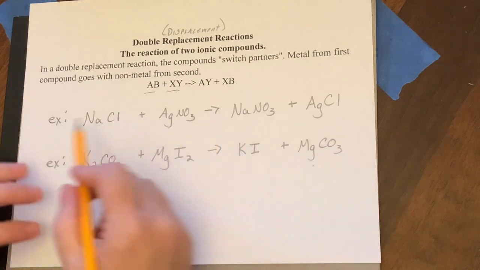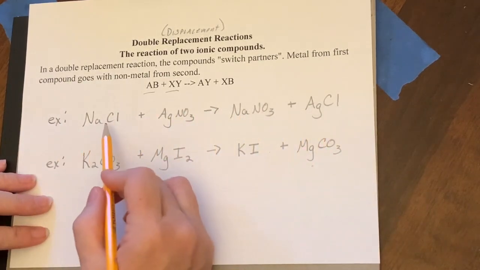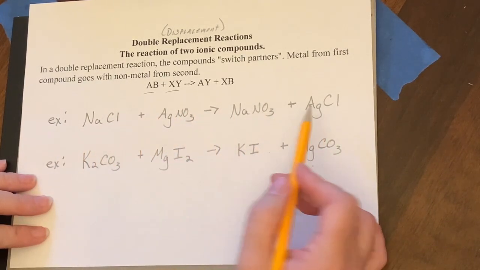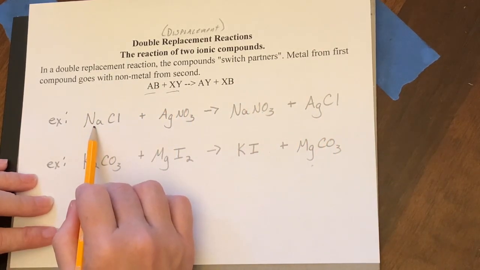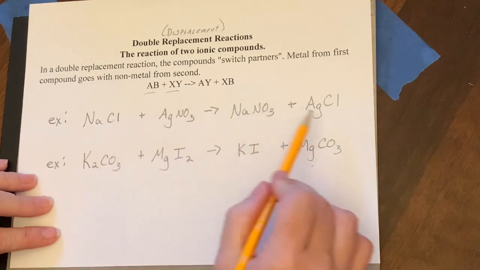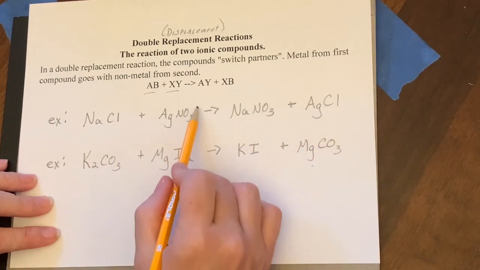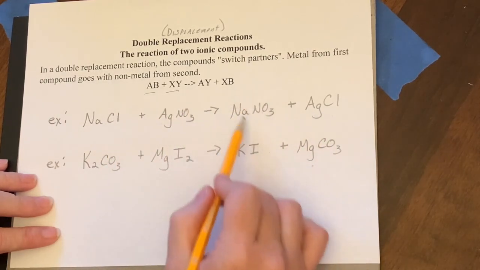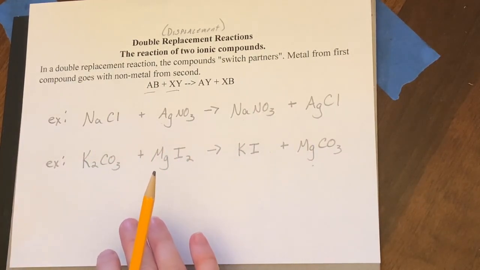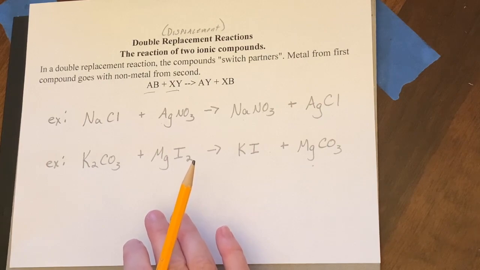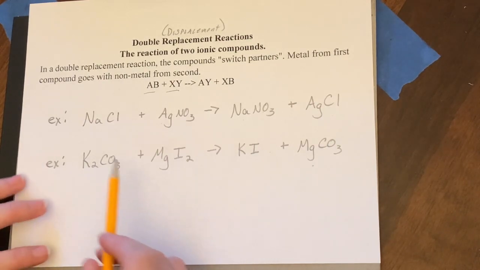All right, well, in this one, what's nice is if you notice everything was plus or minus 1, so it actually kind of balances itself, but we should always check. So I have a sodium, sodium, good. Chloride, chloride, silver, silver, a single nitrate on the left, a single nitrate on the right, that one's already balanced. Okay, so now I'm going to take a look at my second example.